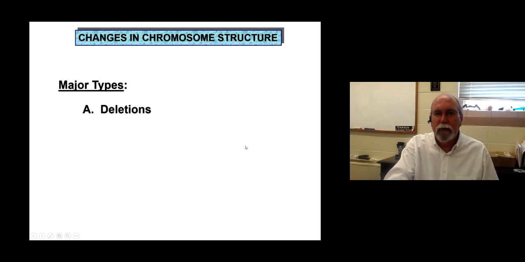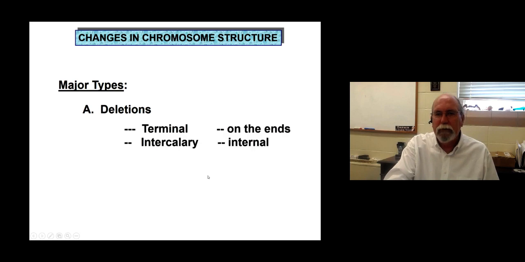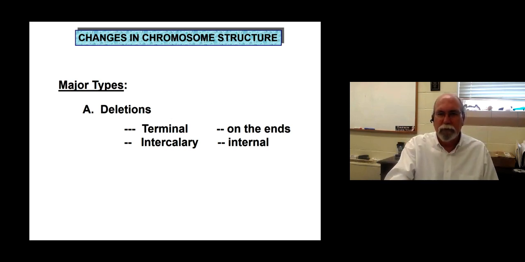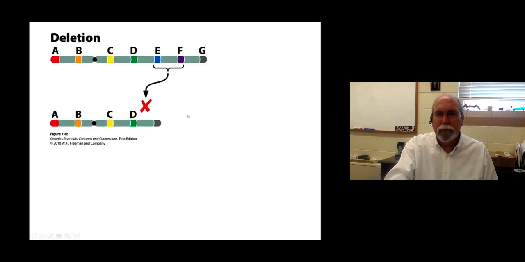All right, so let's take a look at deletions. We're going to divide these up into two primary types. One we'll call a terminal deletion, which occurs on the end, losing the ends of a chromosome, and the other will be an internal deletion called an intercalary deletion, where we lose some piece of the middle of the chromosome. We're going to start by looking at terminal deletions, and that's simply illustrated here by the loss of an end of a chromosome. One end or the other of a chromosome will be lost, shortening the chromosome, removing some of the genetic code from that chromosome.